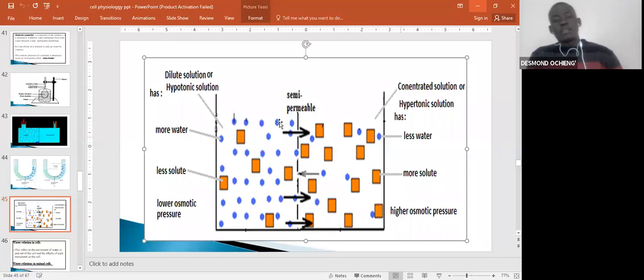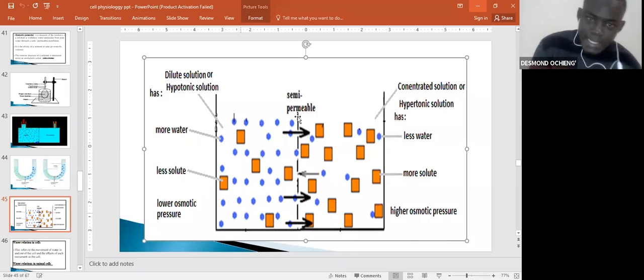So just comparing the two, you should note that a dilute solution has more water molecules. As you can see, the blue dots here represent the water molecules. The dilute solution has more water molecules and fewer solute molecules. The solute molecules are the yellow ones on this side. And it has a low osmotic pressure. These solutions are separated by a semi-permeable membrane.